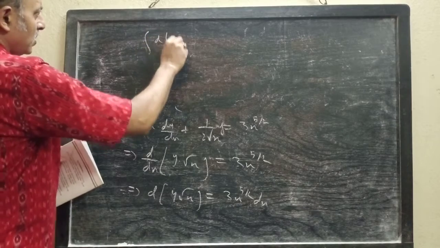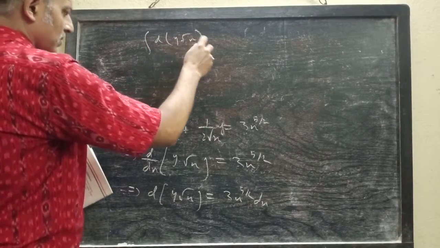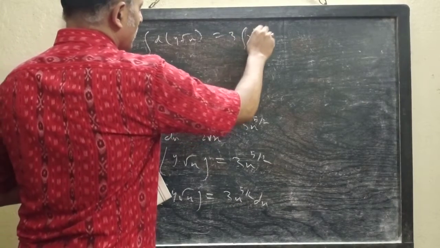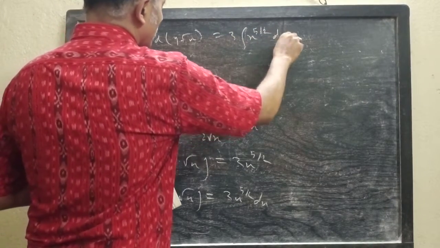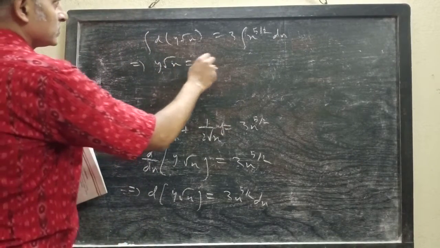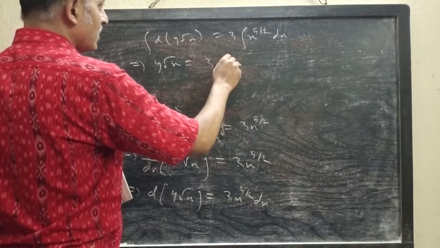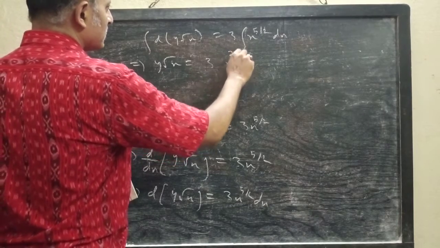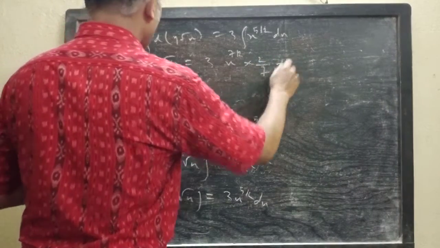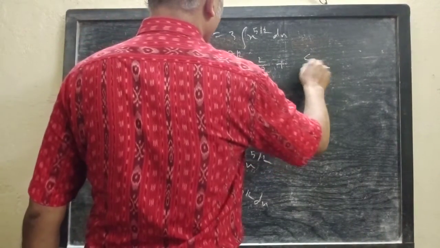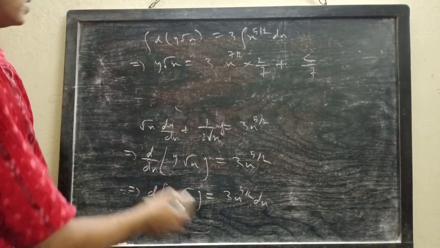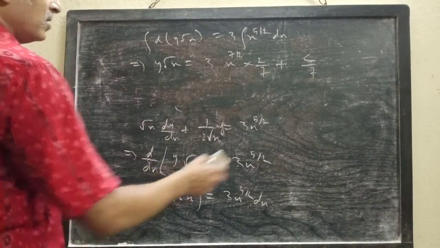Integration d of (y root x) equals 3 integration x to the power 5 by 2 dx. That is x to the power 5 by 2 plus 1, that is x to the power 7 by 2, divided by 7 by 2, that is into 2 by 7, plus we write the constant as c by 7. Or there, write c.